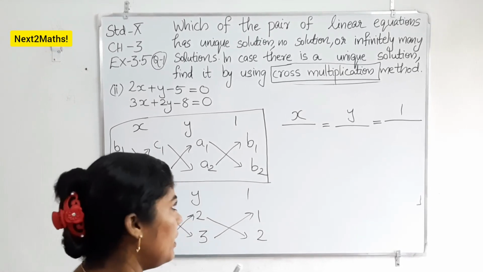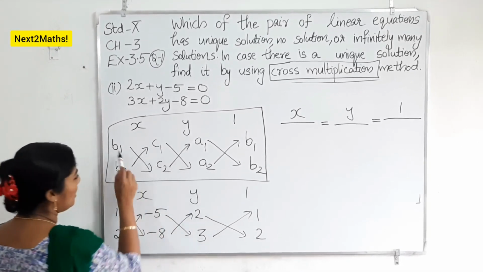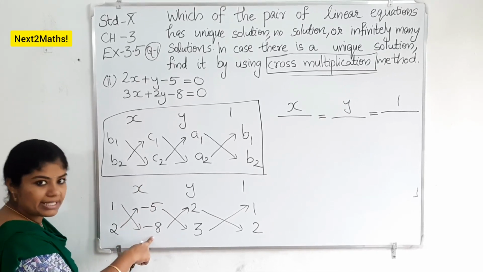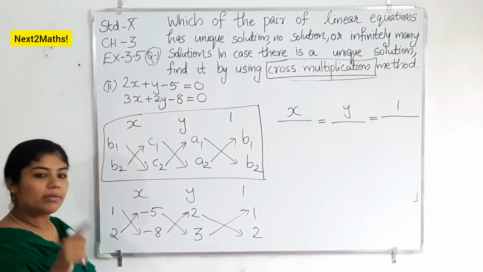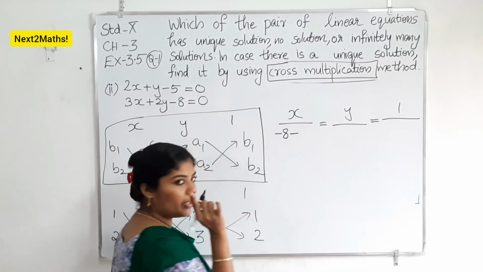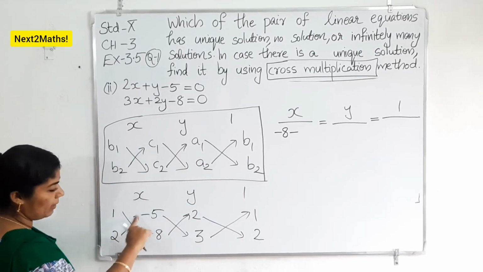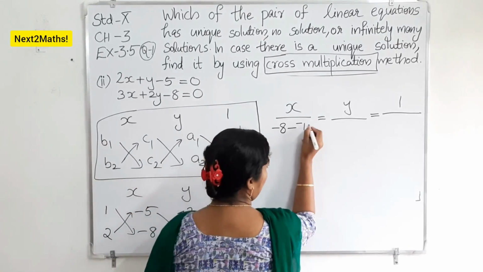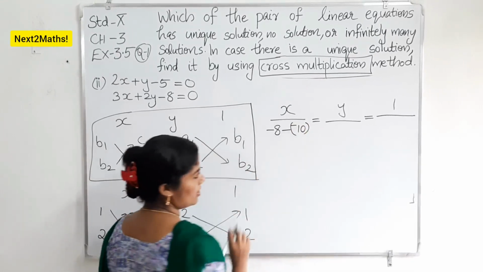Okay, all of you check your equations. So b1 multiply with c2. What is b1? 1. 1 multiply with minus 8, you will get minus 8. That minus 8 you are writing here. This is minus on your equation. Then 2 multiply with minus 5, you will get minus 10. Minus 10, this you can write in a bracket.